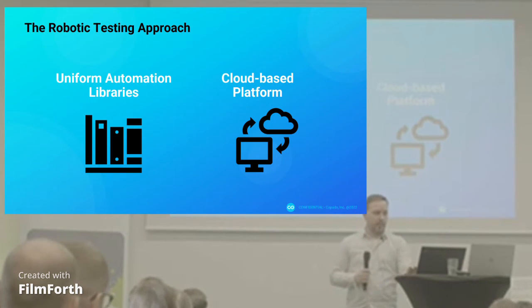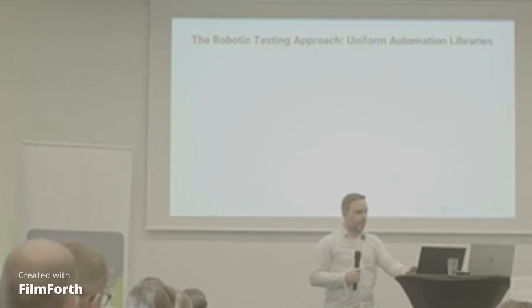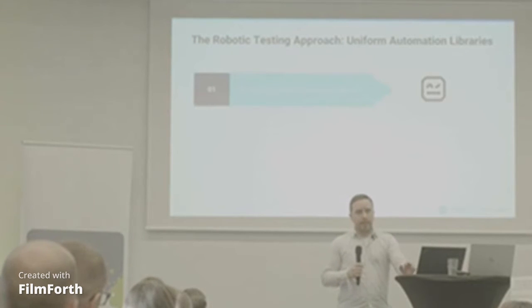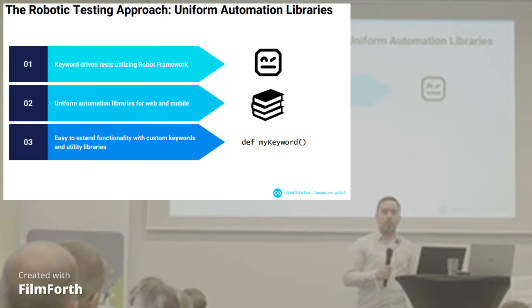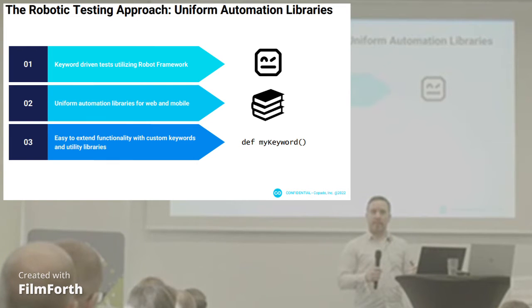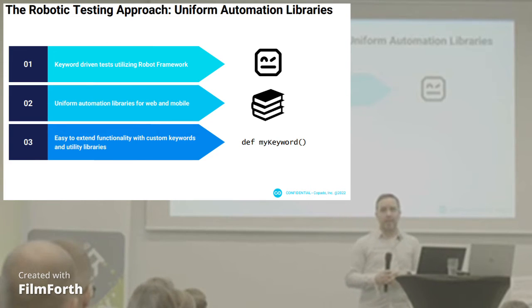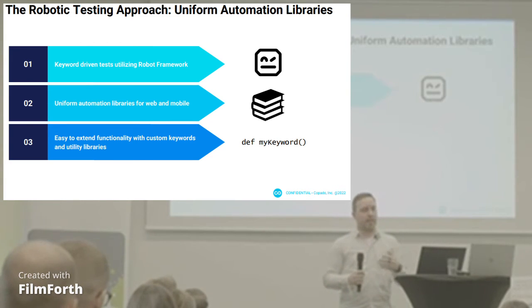And let's look at the uniform automation libraries first. So I guess many of you are familiar with Robot Framework. So keyword-driven tests based on Robot Framework, and that enables us to do easy to read and easy to write scripts that do keyword-driven automation. And as Robot Framework is really popular and known in the test automation world, it's good to be based on that.